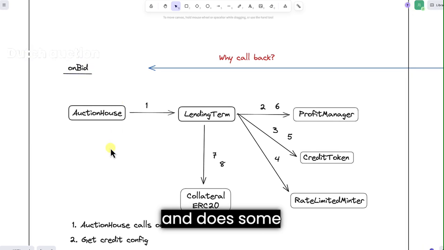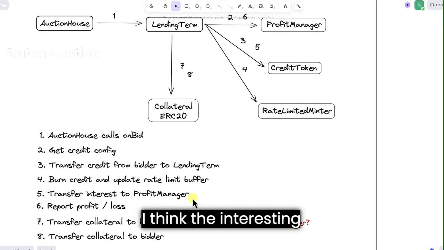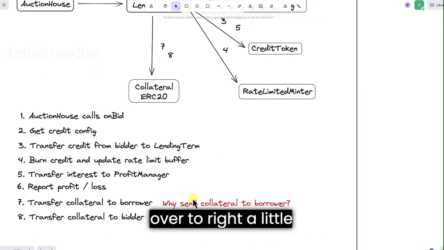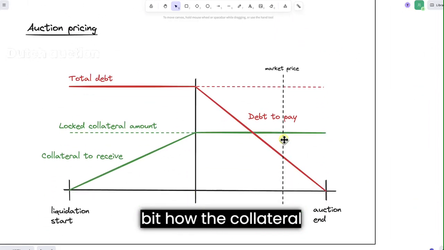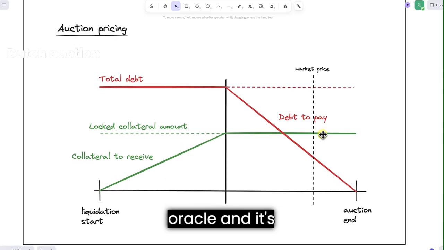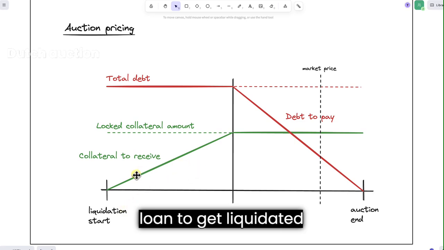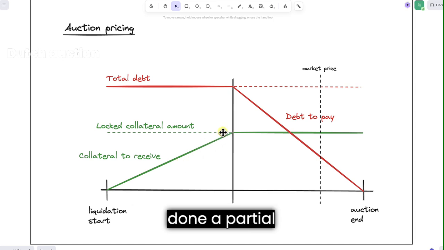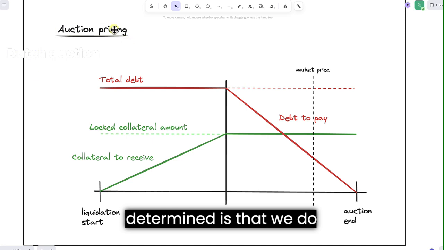and does some calls to other contracts. I think the interesting part was, if you go over to the right a little bit, how the collateral is priced without an oracle, and it's done by Dutch auction. So remember that one of the conditions for the loan to get liquidated is that the user has not done a partial repayment. In that case, it will go to the auction house. And the way the pricing for the collateral is determined is that we do a Dutch auction first.